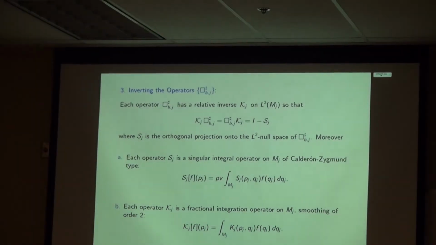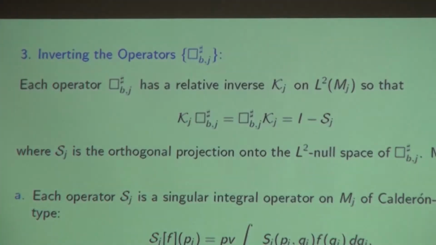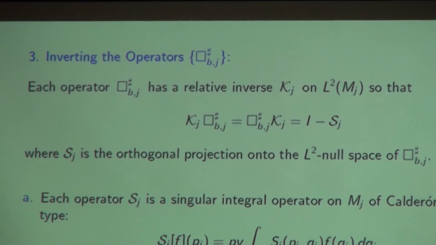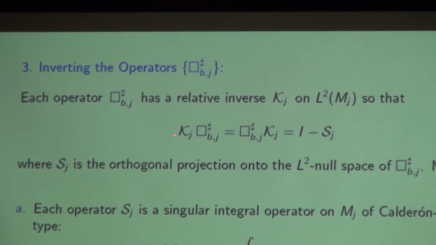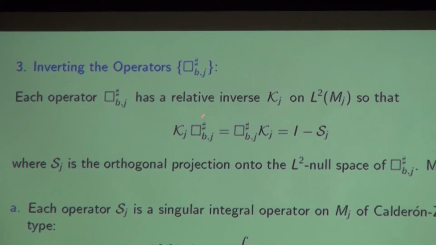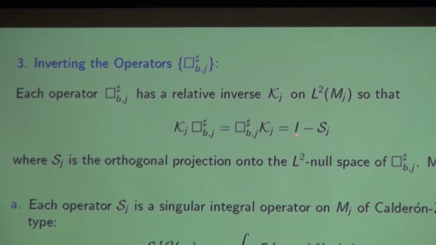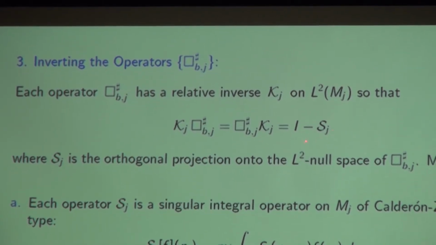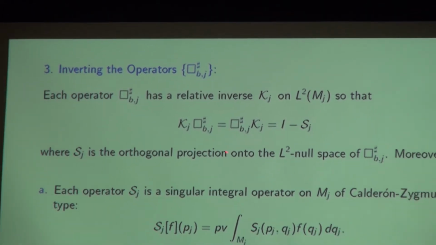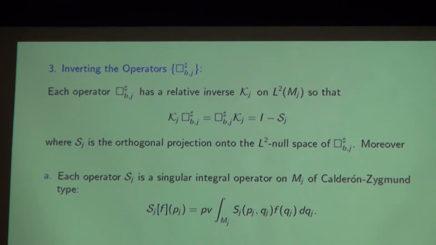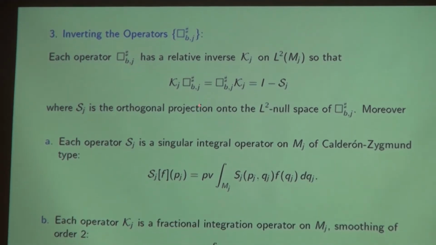We now want to invert the operators upstairs. So how do we do that? I claim that we can find operators kj such that it commutes with each of these individual boxes and gives us the identity minus the projection onto the null space. You can't invert them because these things have a large L2 null space, but we have this.